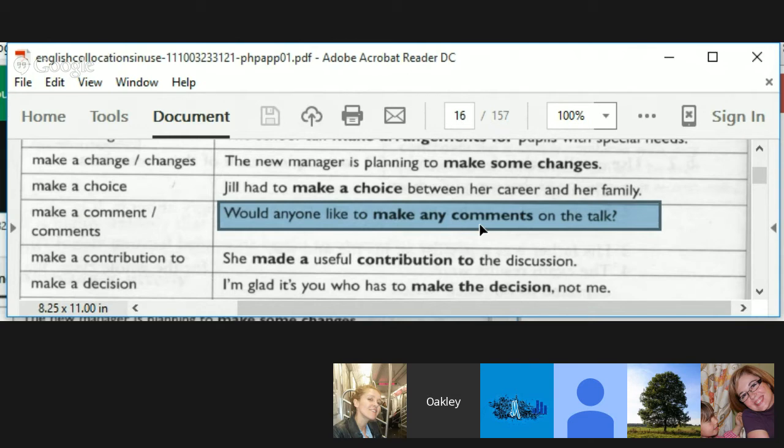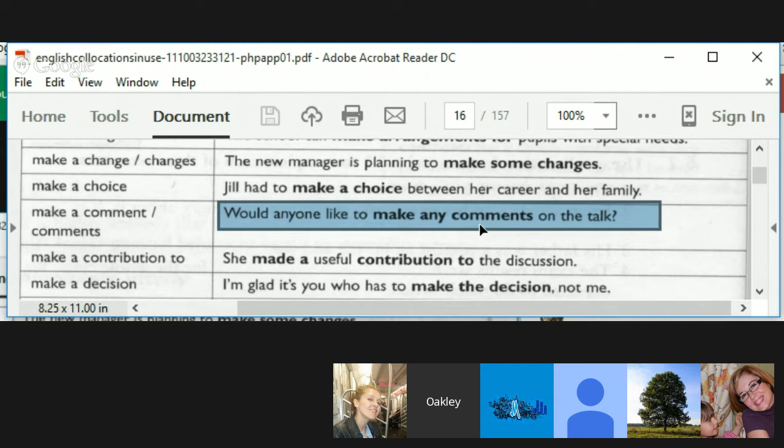Make a note. In this case, no. Well, okay, it is used, but more often than not we use take. Take a note. Take a memo. Take a message. So we usually use take with something we're going to write down. Make a point, as he just wrote. Sure. Make a point. Absolutely.